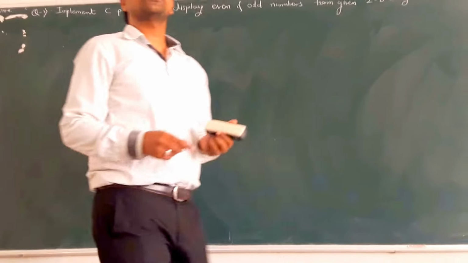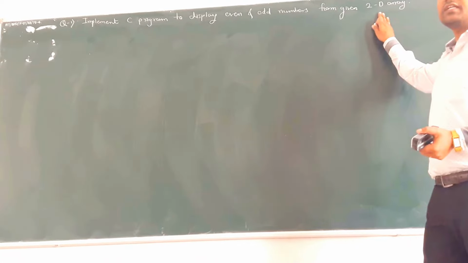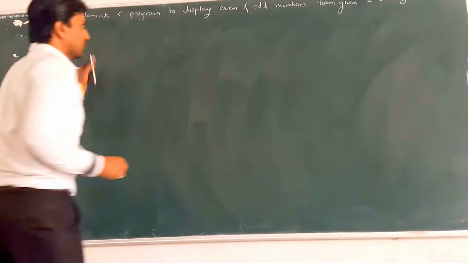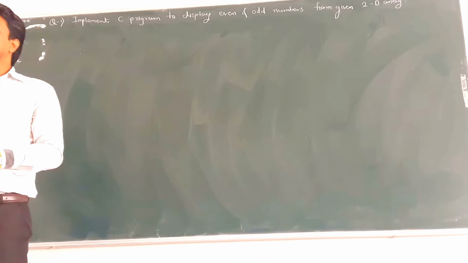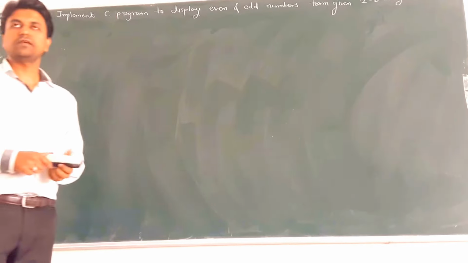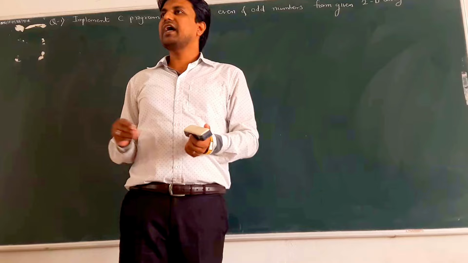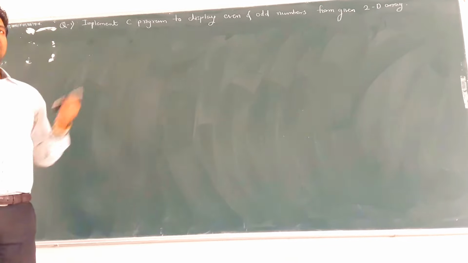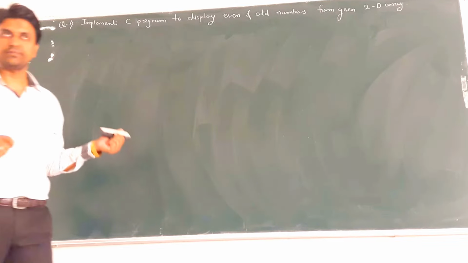So let's start with a new problem statement based on the two-dimensional array. The problem statement is: implement a C program to display even and odd numbers from a given two-dimensional array. Here we have to initialize the two-dimensional array at runtime. That means we can take the values of the two-dimensional array from the user at runtime.